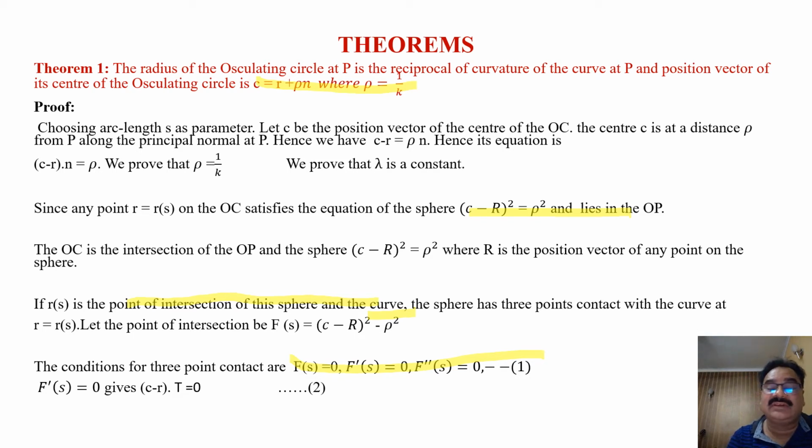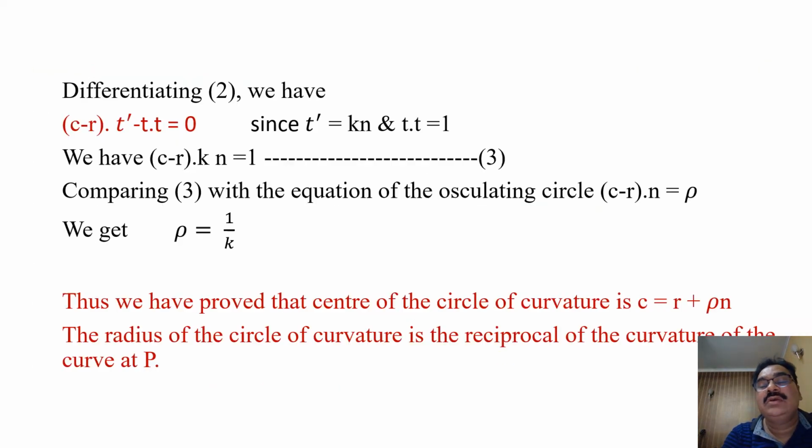Let us consider this equation number 1, and F dash (s) equal to 0 gives equation 2, that is C minus R dot t is equal to 0, where t is small t. Now differentiating the above equation, you can write C minus R dot t dash minus t dot t is equal to 0, since t dash, you know, is Kn and t dot t is equal to 1. Therefore, you will get equation 3.